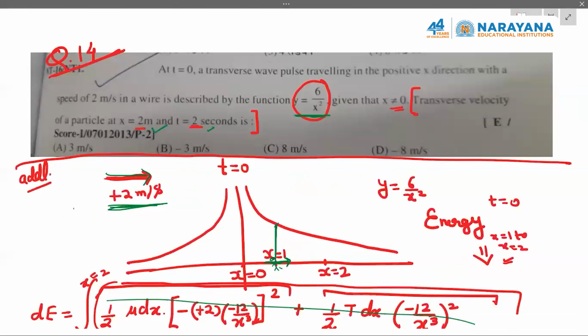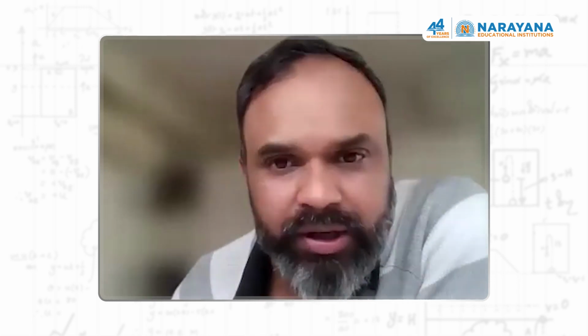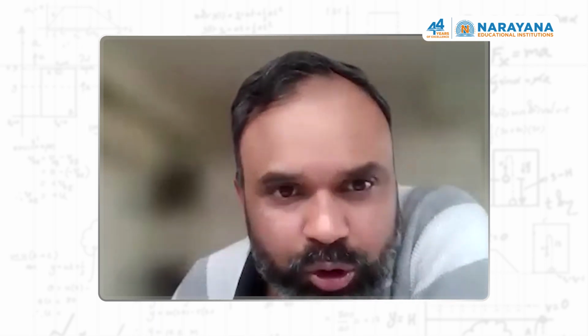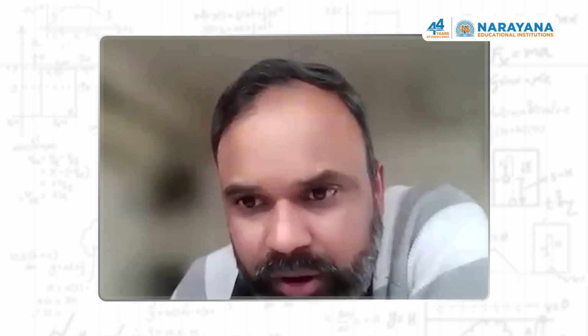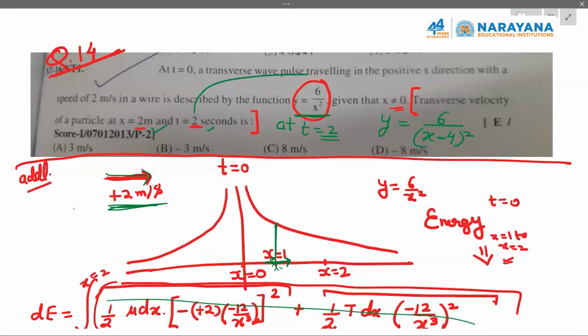So when he said transverse velocity of the particle at x is equal to 2 at t is equal to 2, let us just try to answer this one. For me, at t is equal to 2, the wave will travel a distance of 4 rightwards. So by transformation of coordinates, it will become y is equal to 6 upon x prime square, and that is actually x minus 4 at t is equal to 2. So x minus 4 the whole square. So basically at t is equal to 2, this is your wave equation. And obviously it will look like this, with x is equal to 4 as the peak. This is how your wave will look at t is equal to 2.